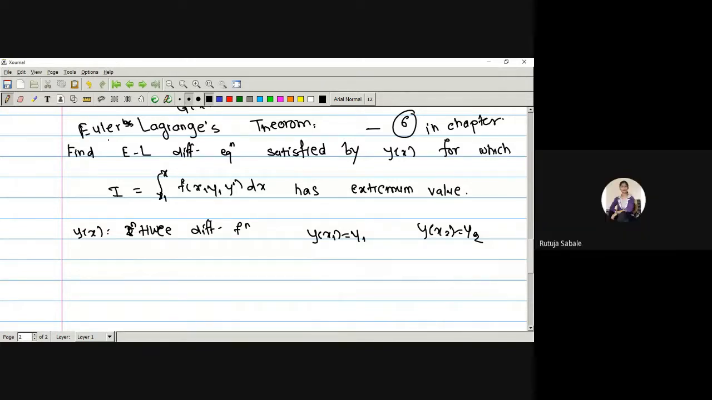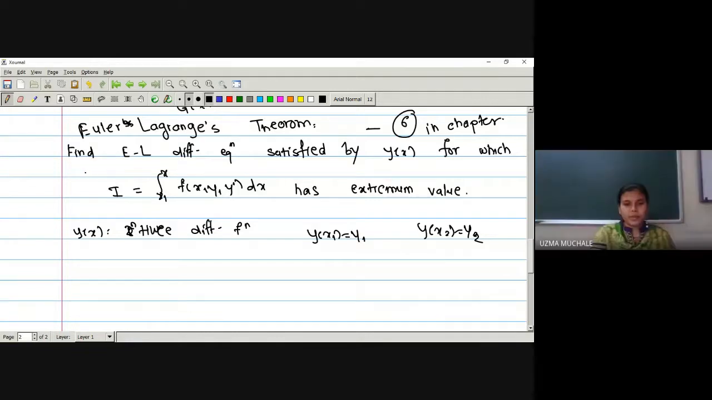We have to find Euler-Lagrange's differential equation which y of x satisfies, and we have the given condition that the integral has extremum values, meaning we have a maximum or minimum value, and y of x is given twice differentiable, and also the values of y of x at x1 and x2 are given, that is y1 and y2. Okay, good.